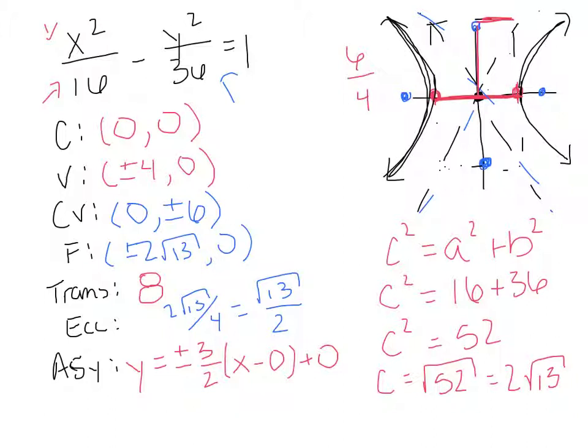So you can see why in this case, since the center is 0, 0, the equation of the asymptote is just a simple slope-intercept form equation. Y equals plus or minus 3/2 x. You can see by looking at the graph that that's where those asymptotes lie. Alright, that was a lot of information. Let's look at one more so we can see what happens when our center is not 0, 0.